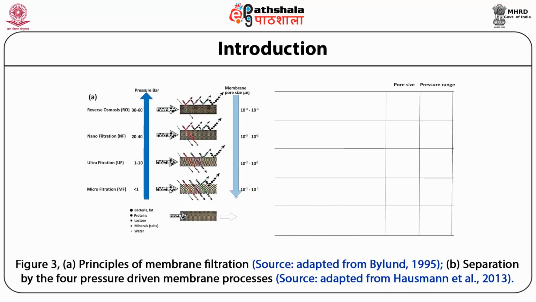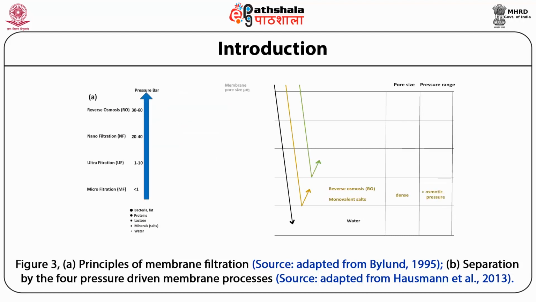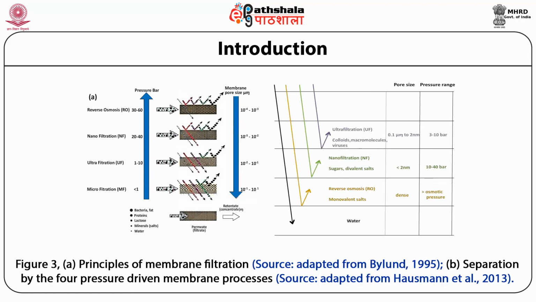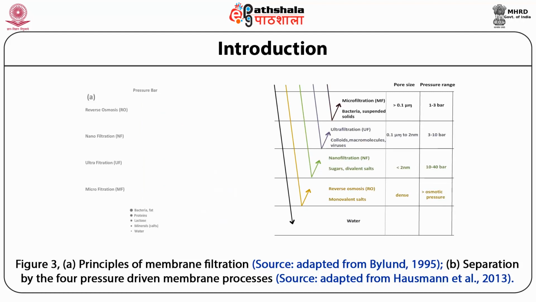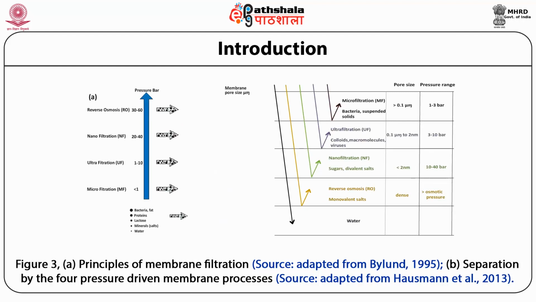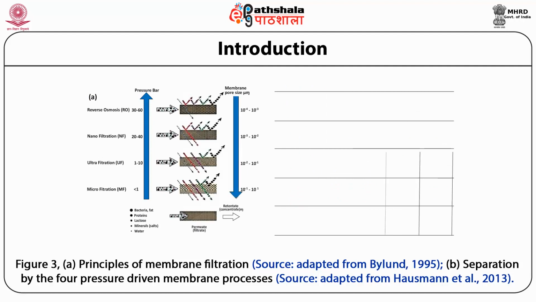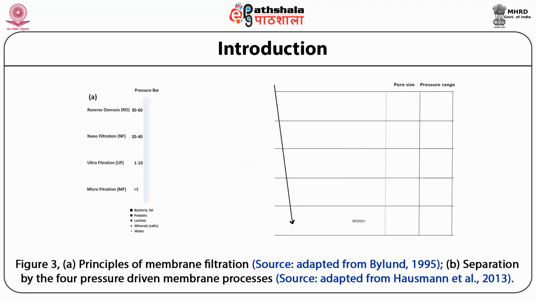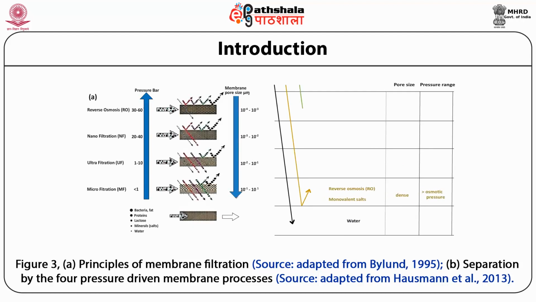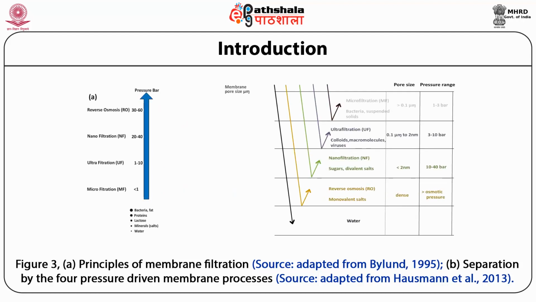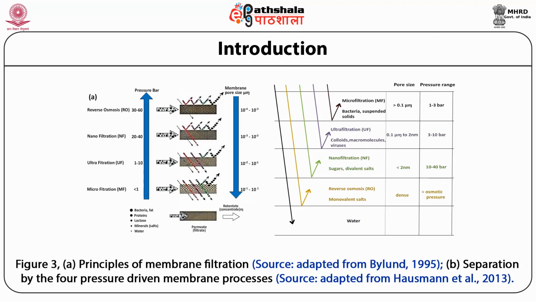In UF, it is 10 to the power minus 2 to 10 to the power minus 1. And in microfiltration, it is 10 to the power minus 1 to 10 to the power plus 1. So it is based on the membrane pore size, because the separation or the retention of the different types of particles in these membrane processes is normally based on the membrane pore size. In figure B, it is also showing what will be the permeate and what will be the retentate.